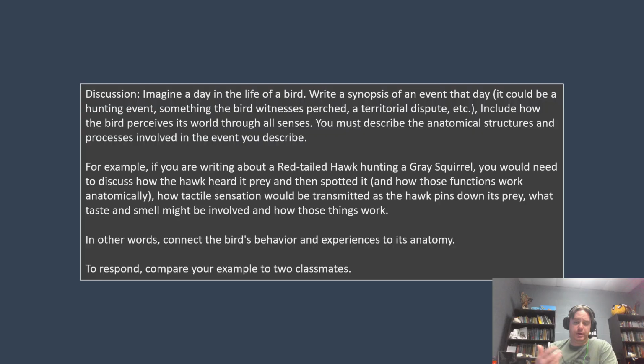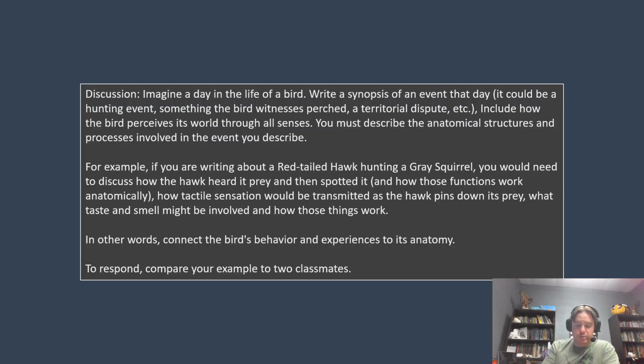Some examples could be maybe the bird is hunting its prey, or maybe it's hunting for berries. Maybe the bird is sitting on a perch and it witnesses a hunter walking through the forest and firing a gun. That could be an example. Maybe the bird is in a territorial dispute with a conspecific. Anything like that. And then describe how the bird processes or perceives its world through all of its senses.